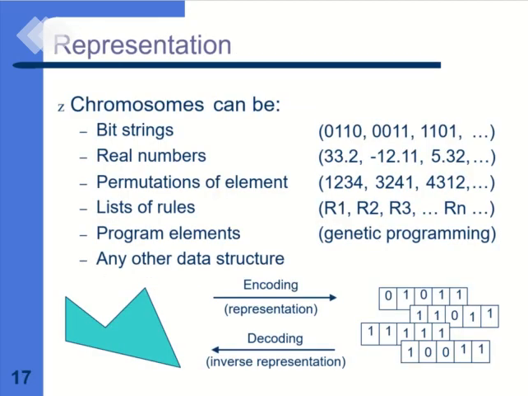For the representation, the chromosome can be bit strings, real numbers, permutations of elements, or lists of rules. And as we discussed about the phenotype and the genotype, the phenotype can be encoded in the representation to the genotype, and the genotype can be decoded in the inverse representation to the phenotype.